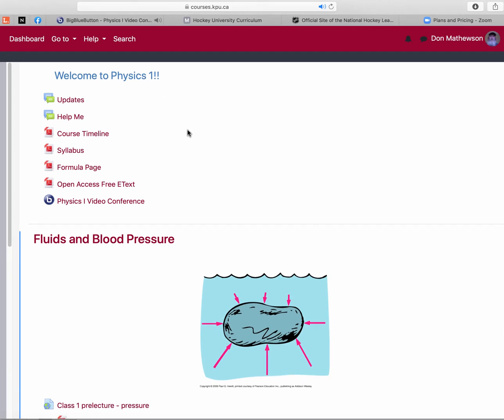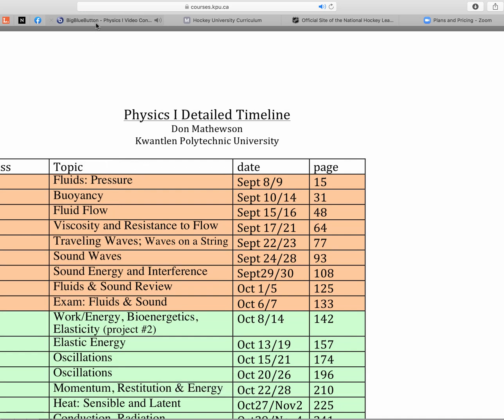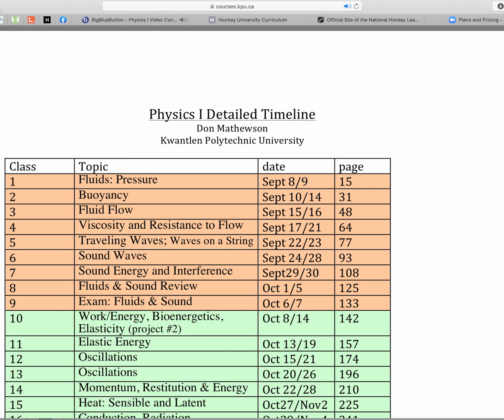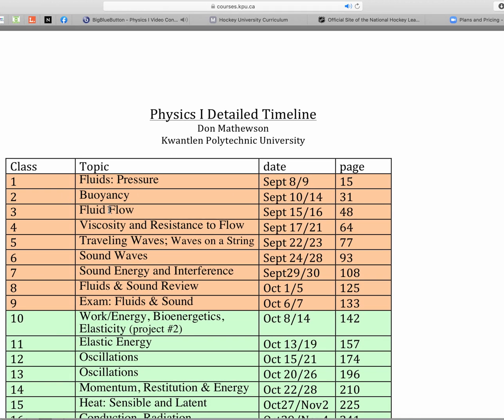Now, just to look at our Moodle page, this will be our home here for this term. This is where I post news and bits and pieces. This is where you can come to ask a question about homework. This is the day-by-day schedule for the course. Notice that there's a class number and then a topic, and then here there's dates.